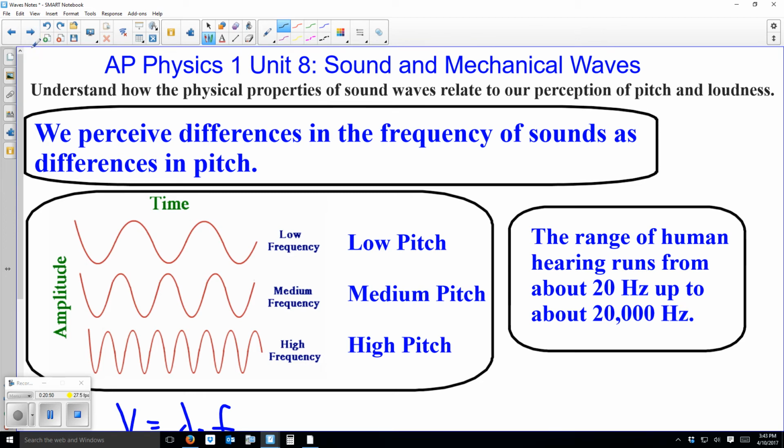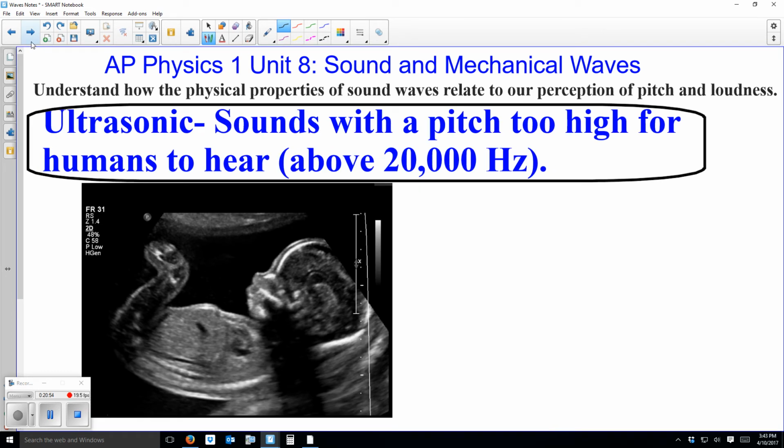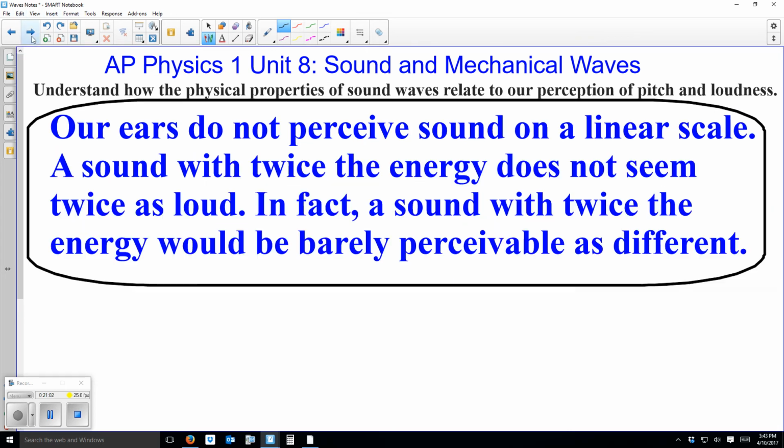Loudness is all about the amplitude. Bigger amplitudes result in louder sounds. We don't perceive it linearly. If you double the energy, you don't actually double the loudness. Instead, we have the decibel scale, which you don't have to do any math with.